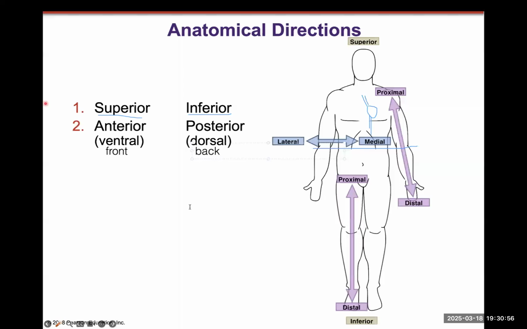So anterior means the front of the person. That basically means your face, your chest, your belly, and things of that sort. Posterior means back, the back of a person. So posterior means your back, basically the back of your legs, your buttocks, your calves. So things of that sort.